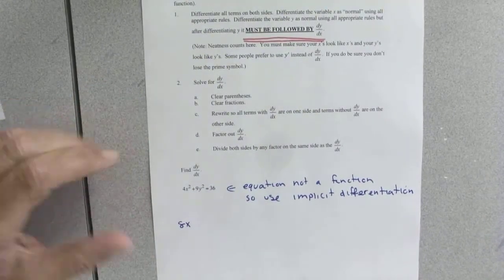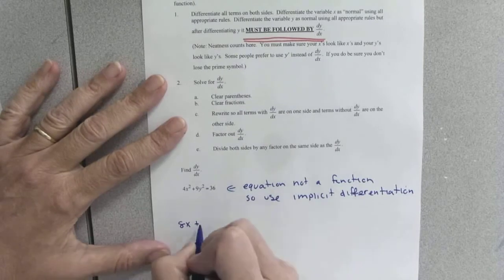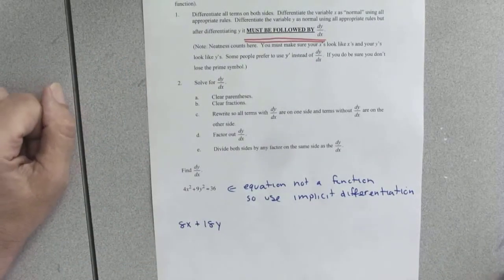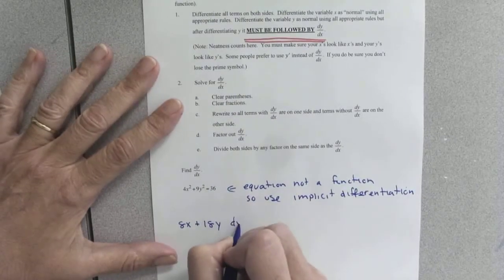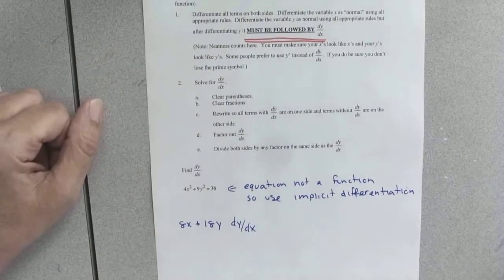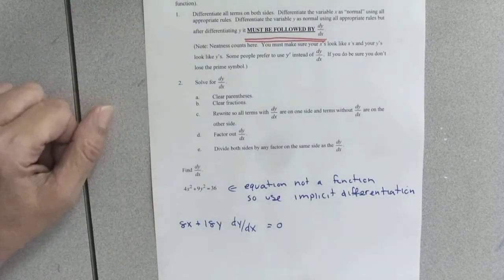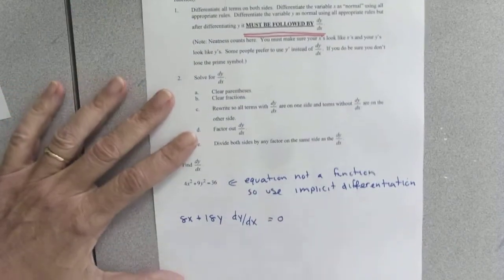So now doing this, differentiate x, completely normal. Derivative of 4x squared, 8x. Differentiate y using the appropriate rules. So derivative of 9y squared would be 18y. But I just differentiated a y, so I get it followed by dy dx. And the derivative of 36 is 0. There's my calculus step.